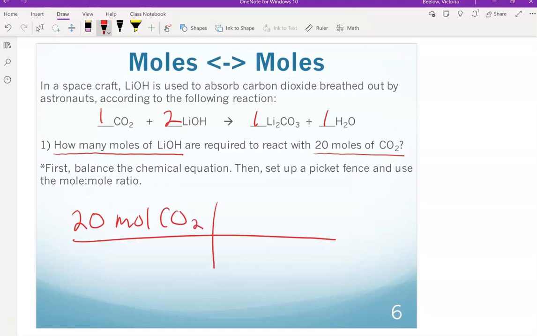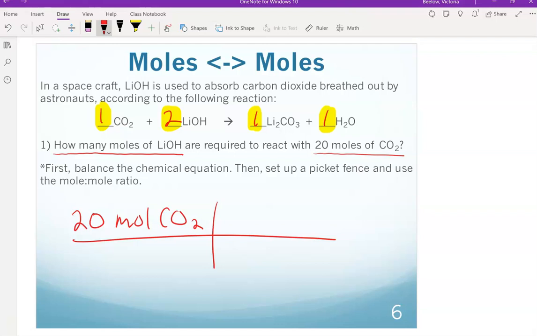Make sure moving forward with all of these problems, you are writing if you're dealing with moles or grams, and you also need to write the substance because we're going to be using different substances, so we have to make sure that we're writing that down. Also, moving forward, anytime you are doing a picket fence and you have moles, you need to use the balanced equation.